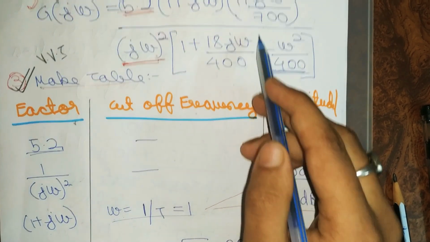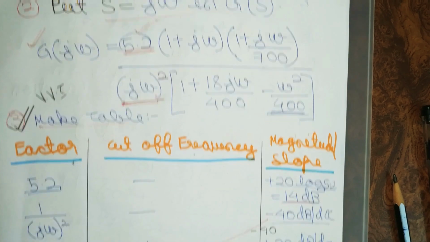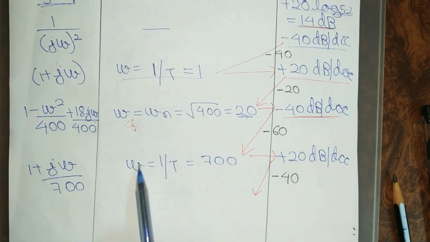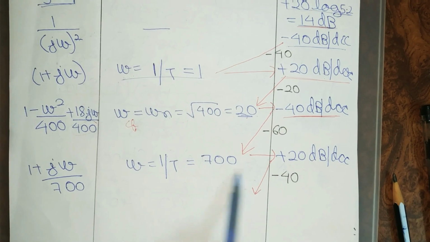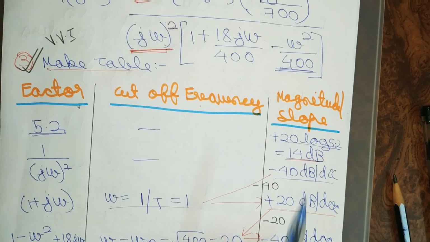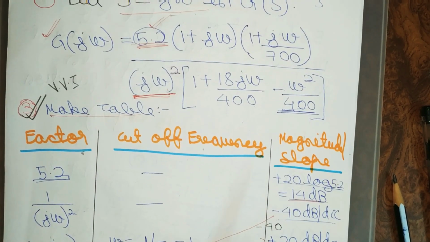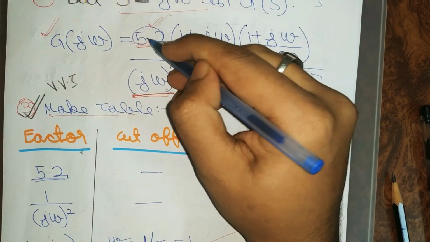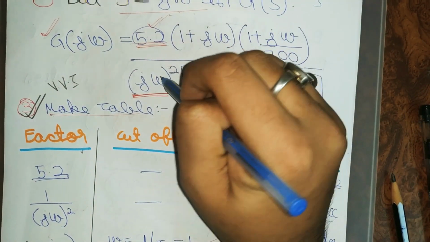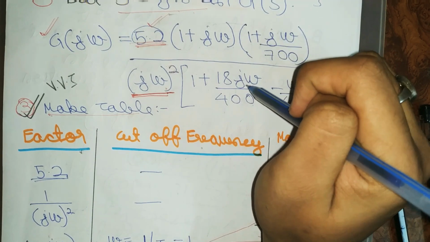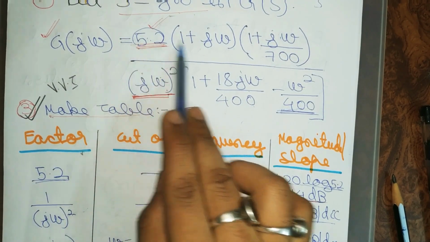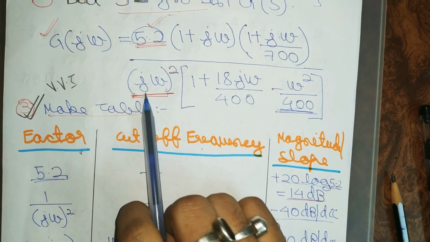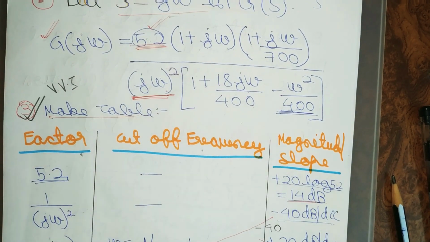And next comes this, 1 plus j omega by 700. Similarly, you have to find it like for the first order system, and you will get 700. Now one question arises in your mind: why am I taking first this, then this, and then this? Why am I not taking the zeros first and the poles last, or poles first and zeros last?